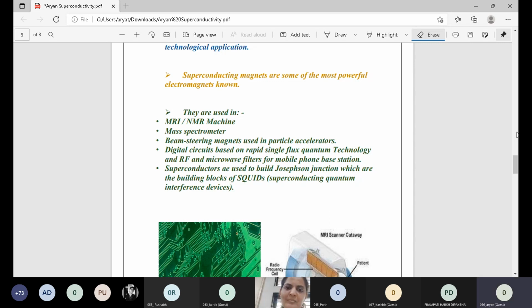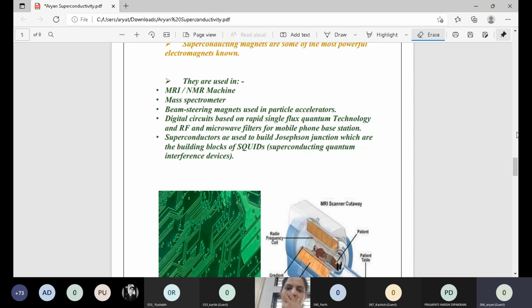So I will tell you about it in the next paper. First I want to complete all the benefits which we are having now. First of all, MRI and NMR machines, in them we are using superconductors. In mass spectrometers we are using superconductors. Beam steering magnets are using superconductors.